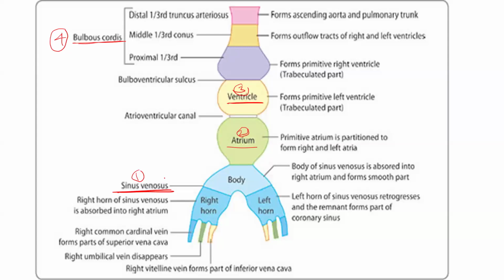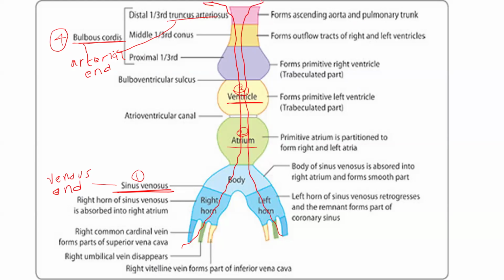Now, let us start. The sinus venosus, this is the venous end. The bulbus cordis is the arterial end, especially what is known as the truncus arteriosus. That is the arterial end. Now, blood will come in through the venous end, move like that, and go to the aortic sac. So blood will be moving in that direction. So the aortic sac connects to this truncus arteriosus.